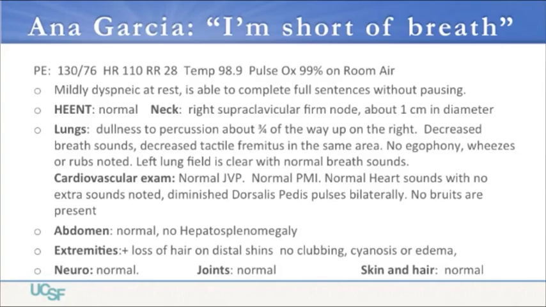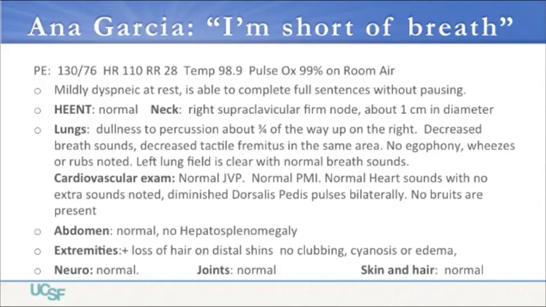Lungs show dullness to percussion about 3/4 of the way up on the right. There are decreased breath sounds, decreased tactile fremitus in the same area. There is no egophony, no wheezing, or rubs noted, and the left lung field is clear with normal breath sounds. Cardiovascular exam shows a normal jugular venous pulsation and a normal PMI. Her heart sounds are normal with no extra sounds noted.